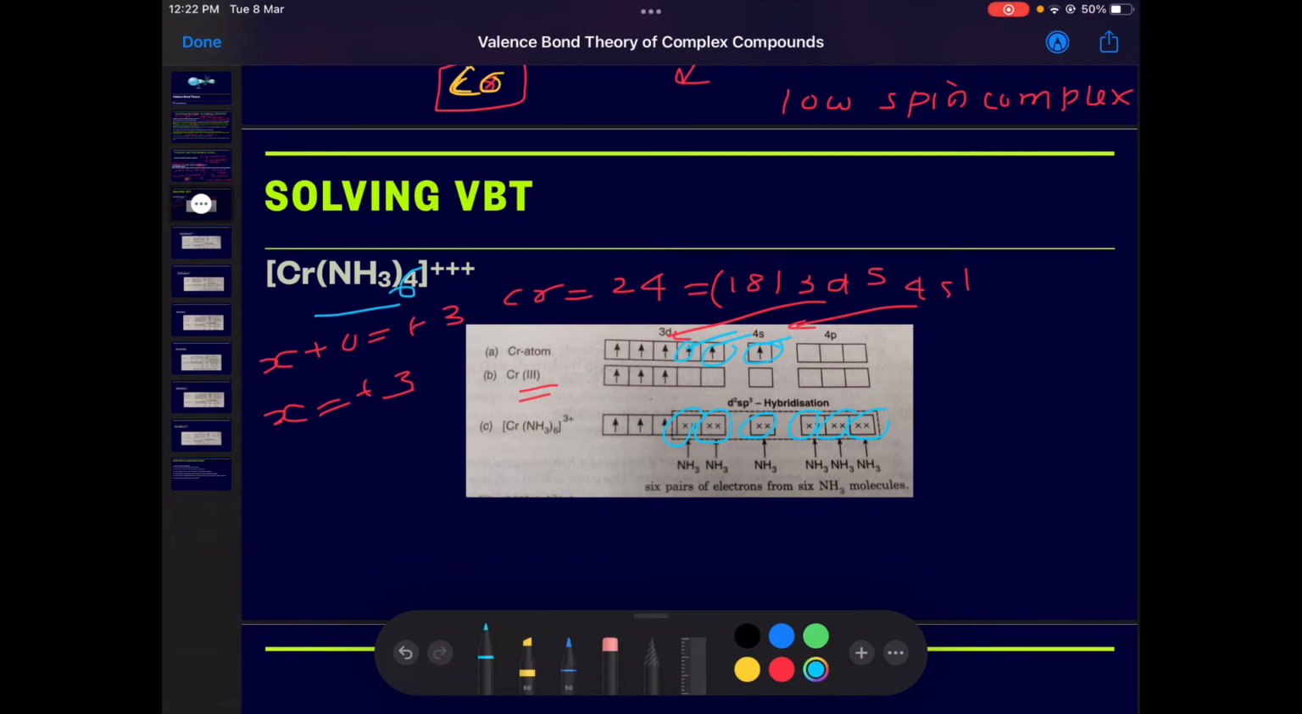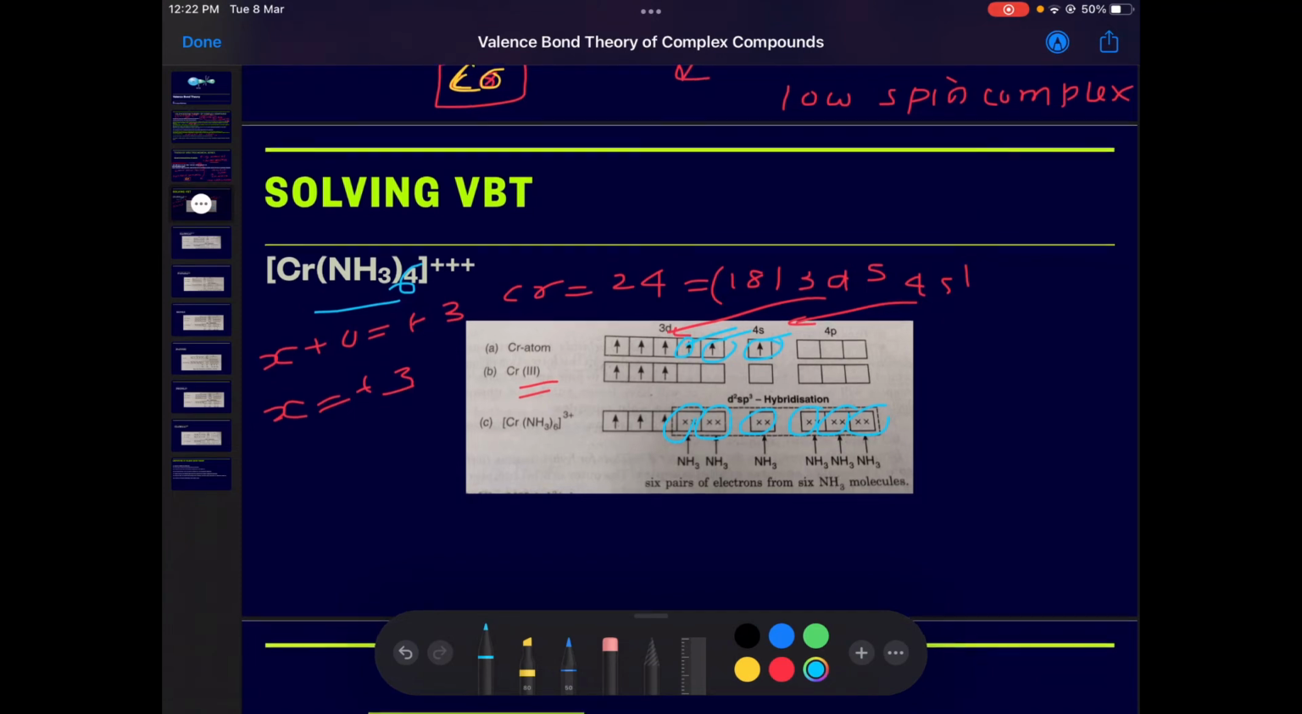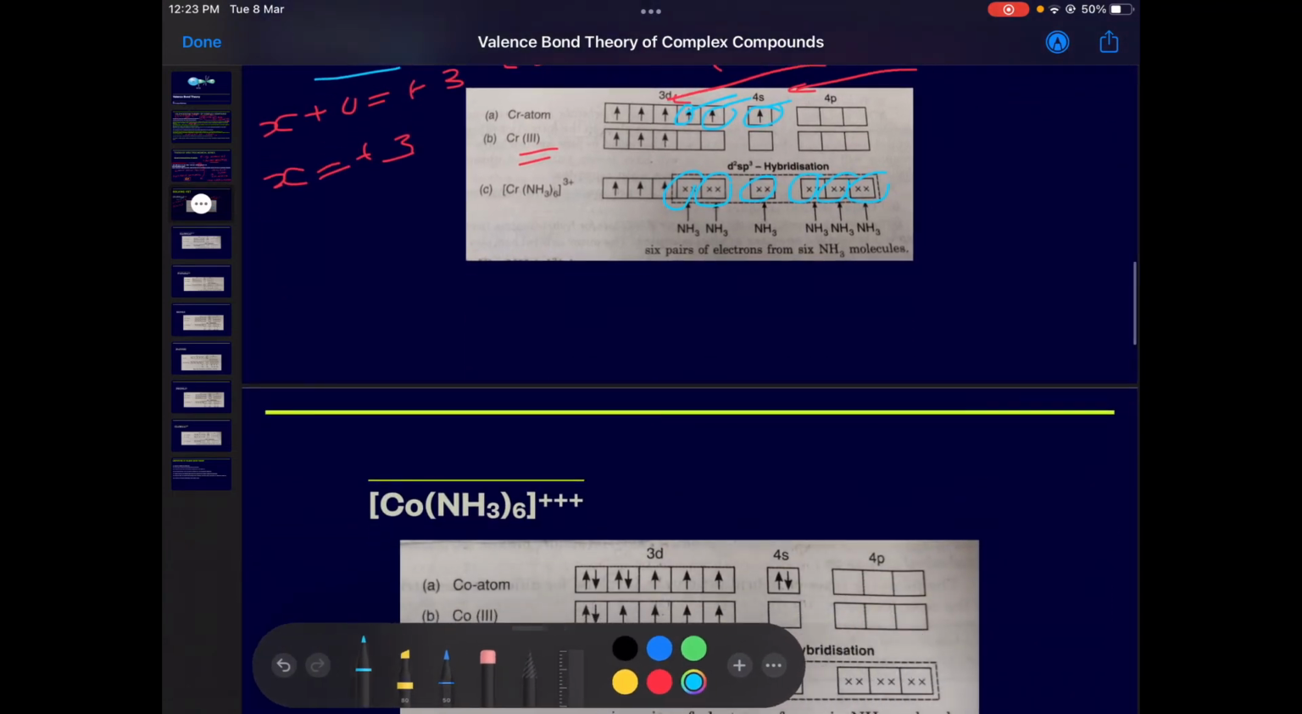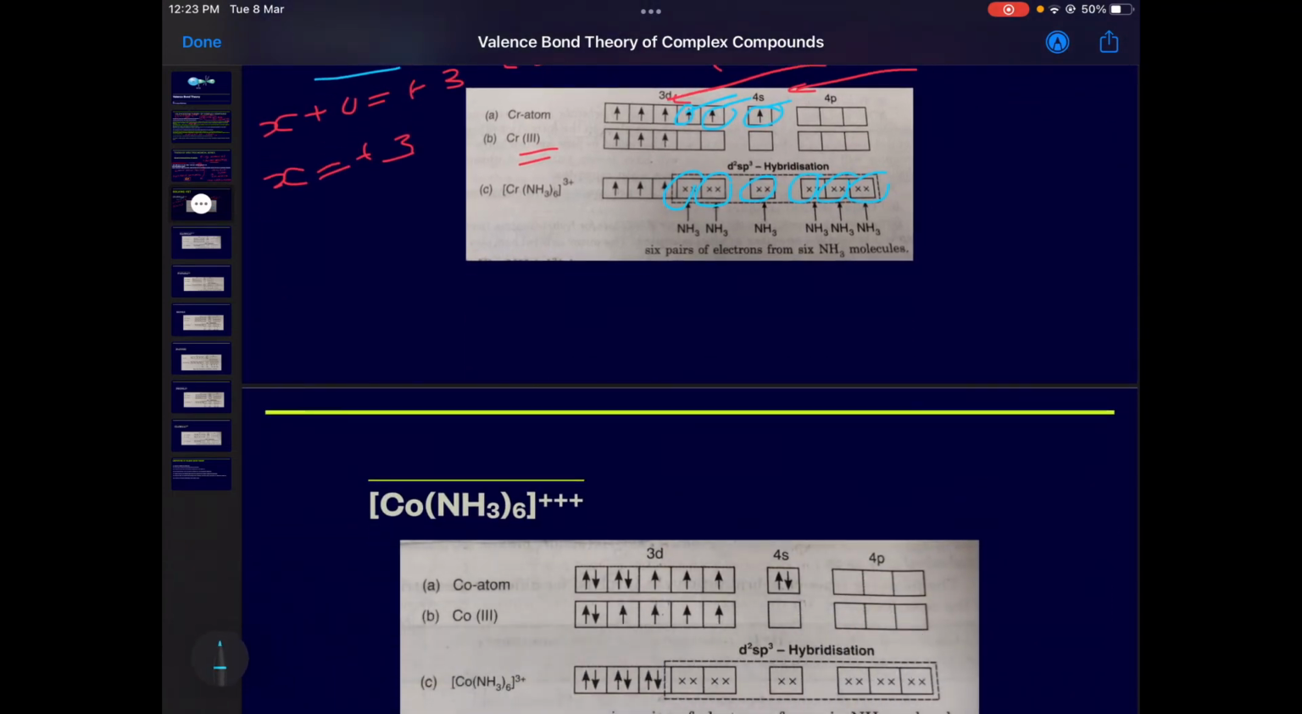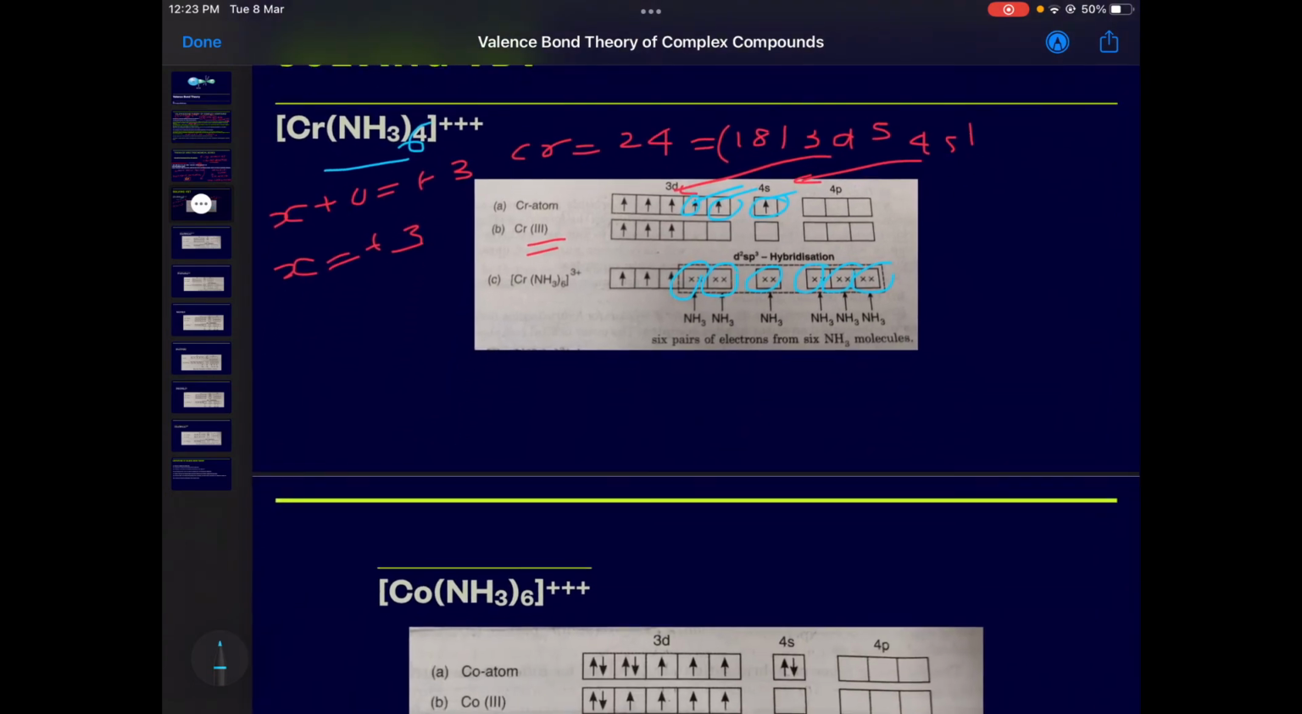d2sp3. So this is an inner octahedral complex. Why is it called an inner octahedral complex? Because it involves the d orbital, that's why it's called an inner octahedral complex. The compound should be Cr(NH3)6.